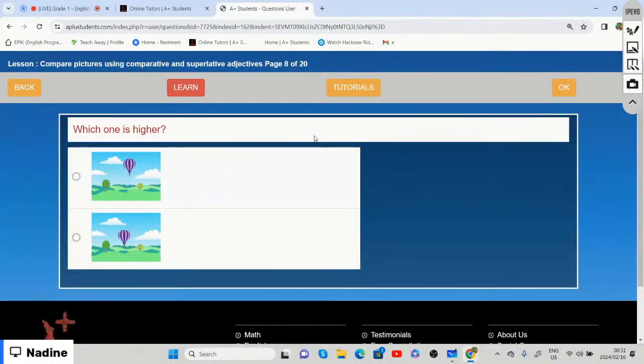So now we need to say which one is higher of these air balloons. First one or the second one? The one that is higher.